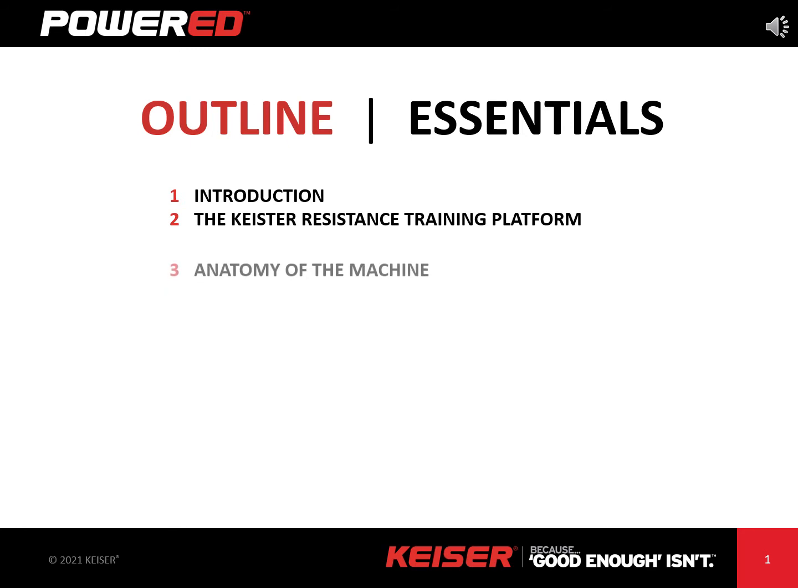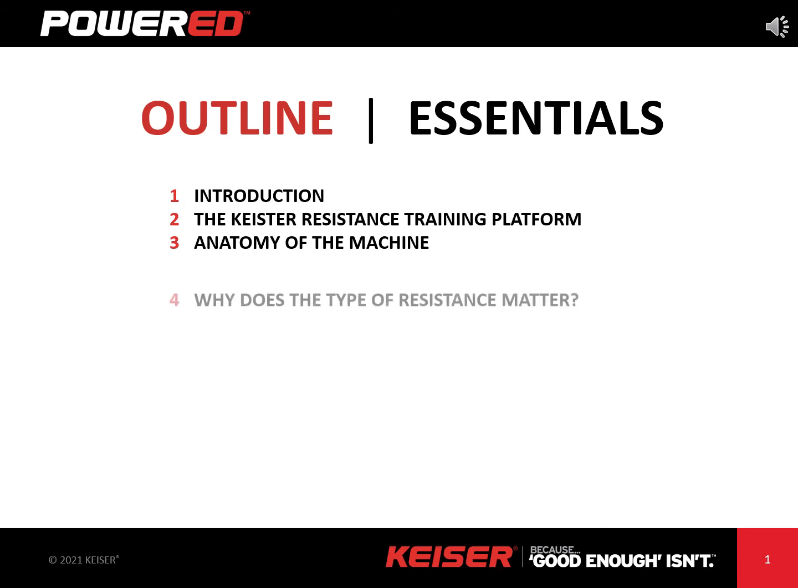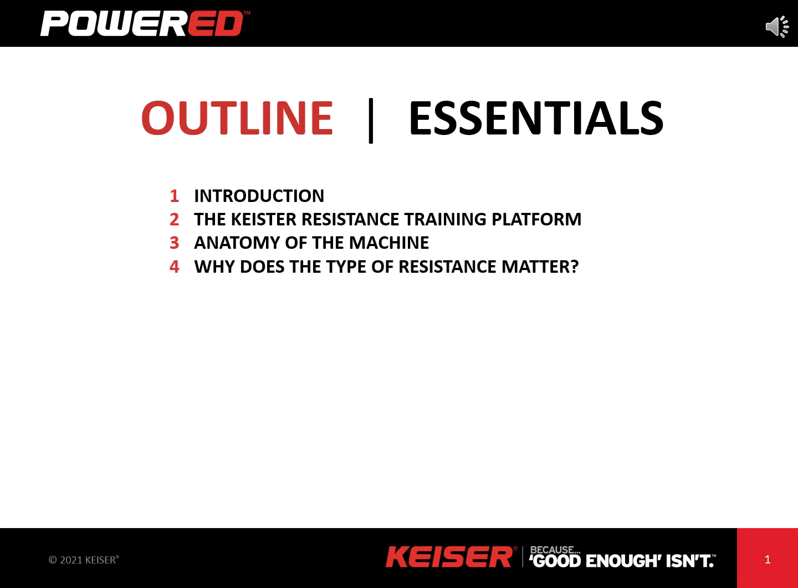In the third part, we'll move on to the anatomy of the machine. We'll cover everything from the Kaiser air compressor to the Kaiser chip system. In the fourth part, we'll cover why does the type of resistance matter.